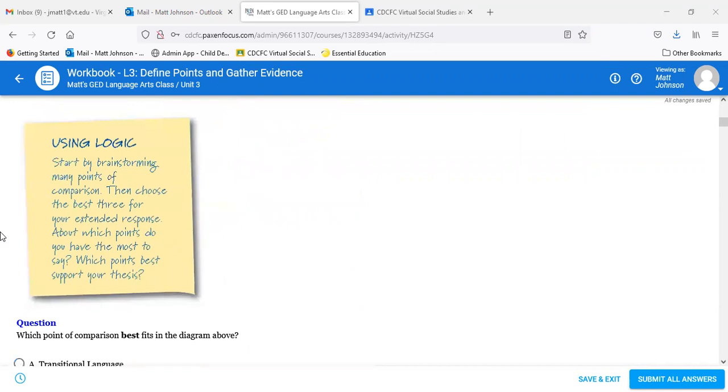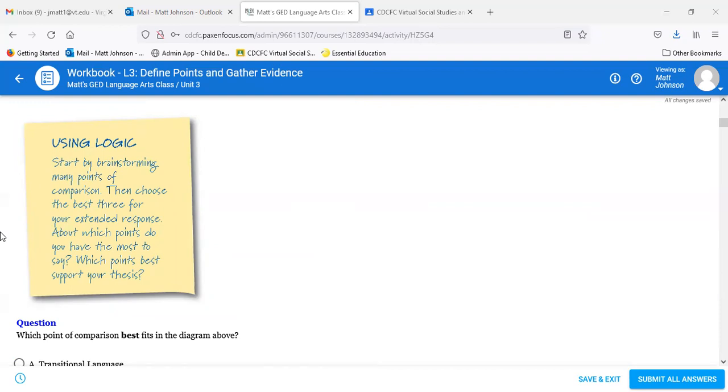So using logic, start by brainstorming many points of comparison, right? Thinking about that, I mentioned, your prompt is basically going to be that you have two passages. You're going to agree with one. Why do you agree with that one? And you're going to discuss both in the passage. So as you read them, start thinking about the points they're making. You're going to zero in on their argument, then think about the claims and the points. So then choose the best three for your extended response.